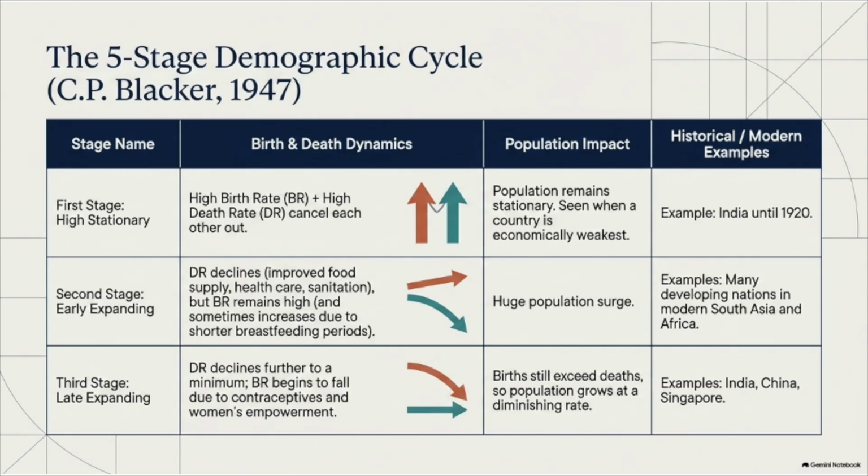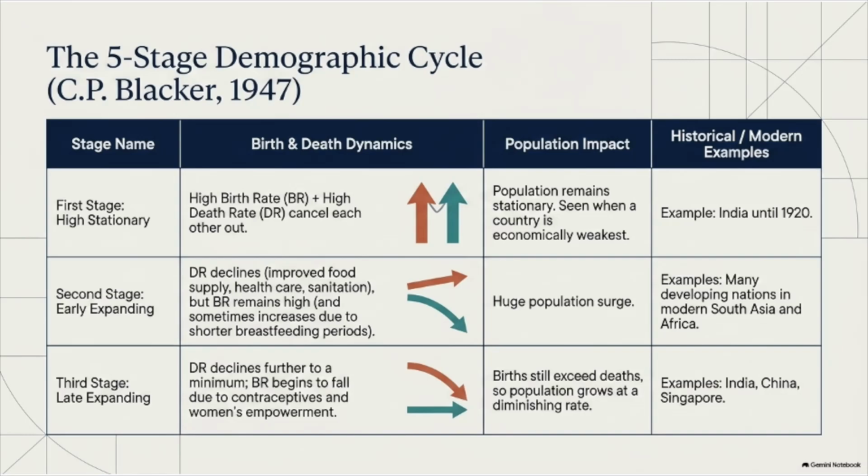In the first stage, high stationary, a high birth rate and high death rate cancel each other out, keeping the population stationary, and this is seen when a country is economically weakest. For example, India until 1920.